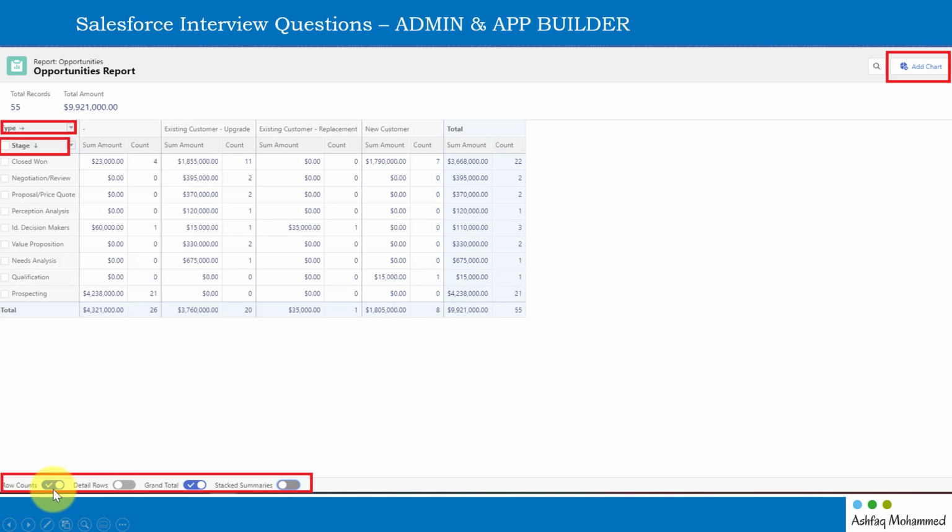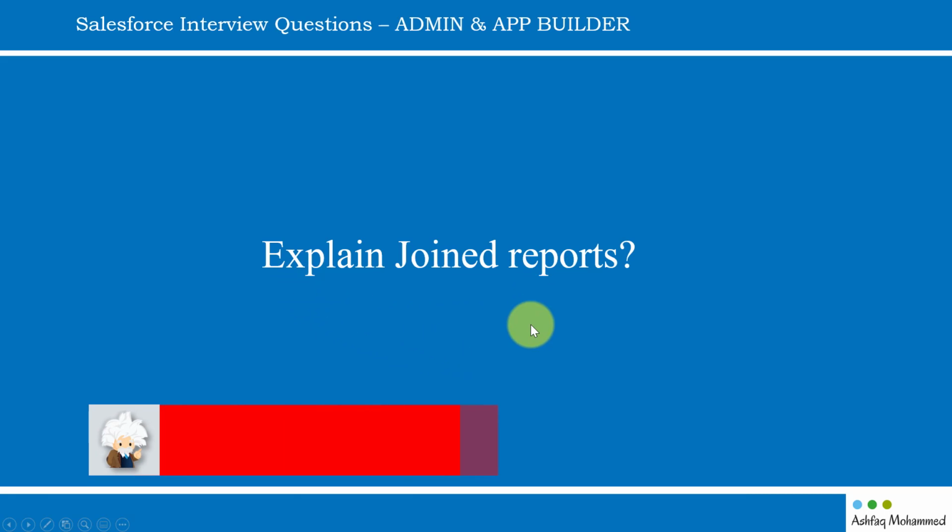So I can take the row count, I can take the detail rows, I can take the grand totals, I can take stacked summaries, right? Try this option. Okay, again, just take a note on this add chart. For matrix also we have the option to add chart. Okay, next question is explain join report. This is very important. People will not ask you what is tabular report, what is summary report, what is matrix report. They will directly jump into the question called what is or explain join reports, because the interviewer knows that this is the question where you will struggle.